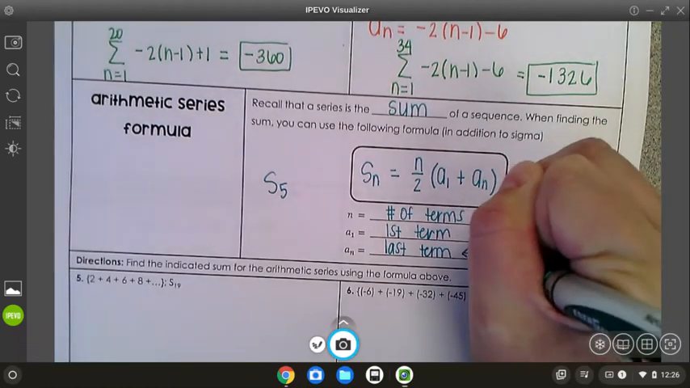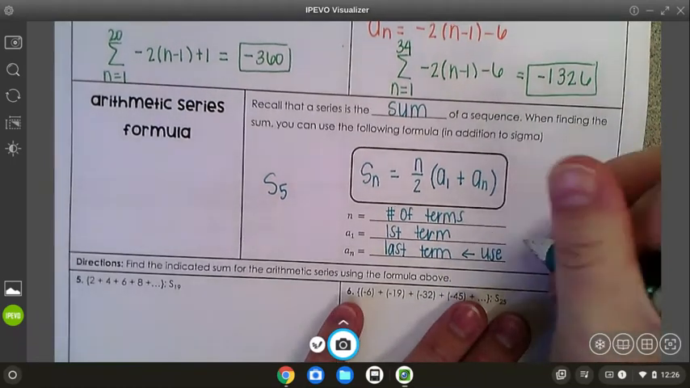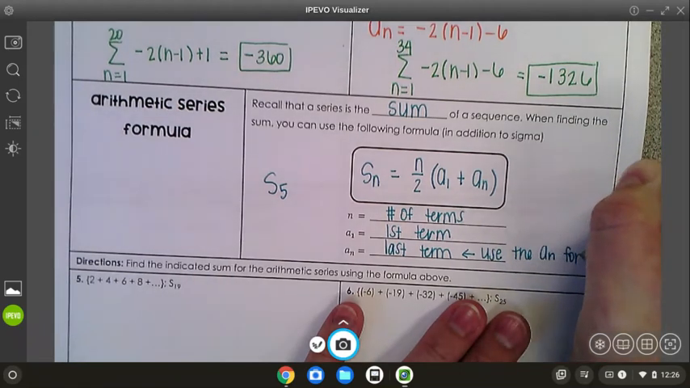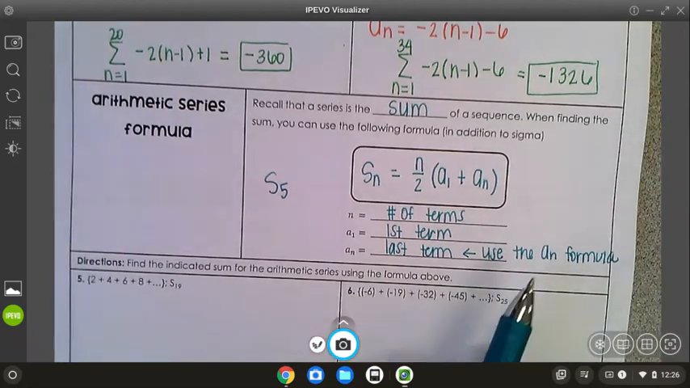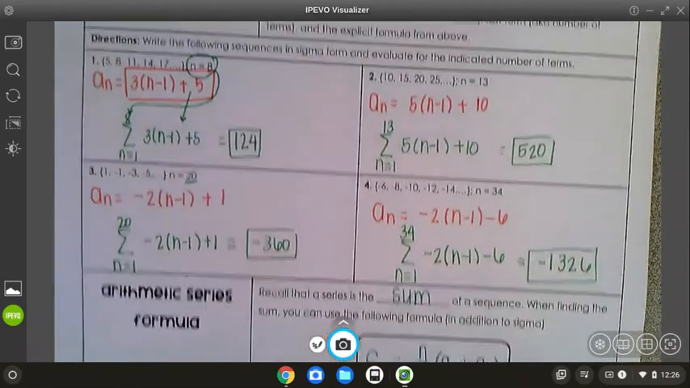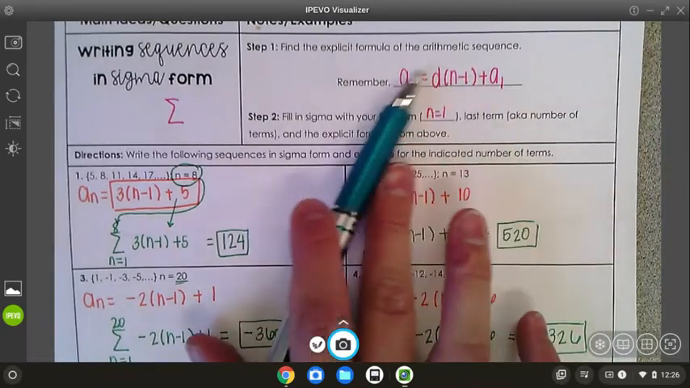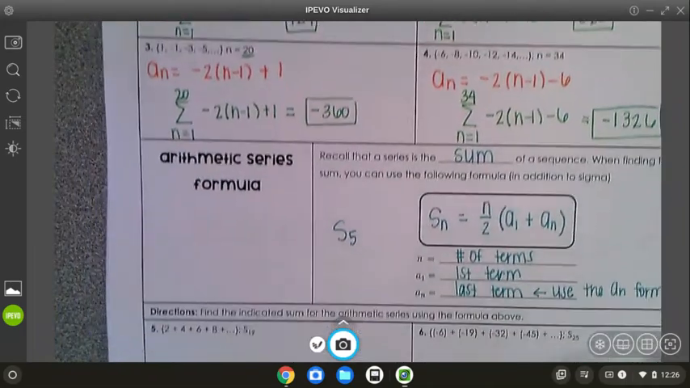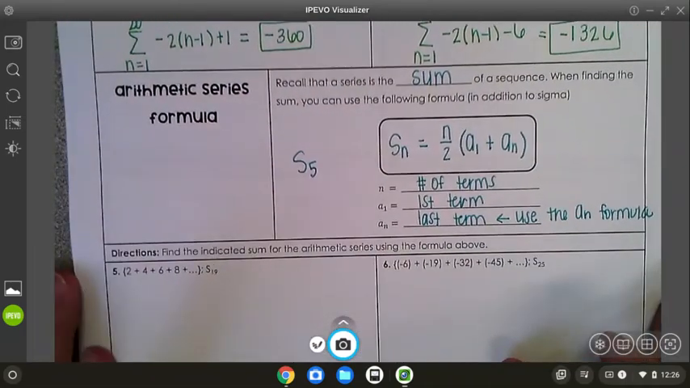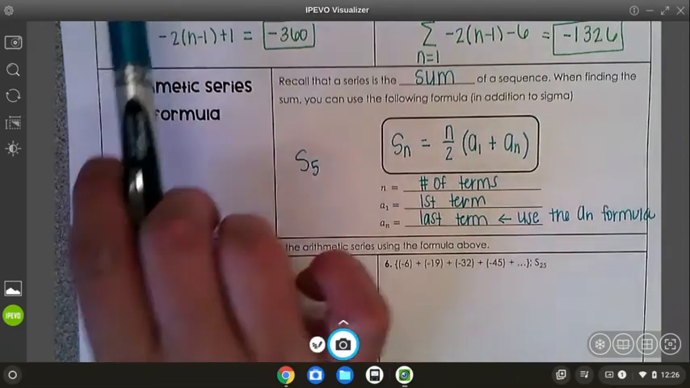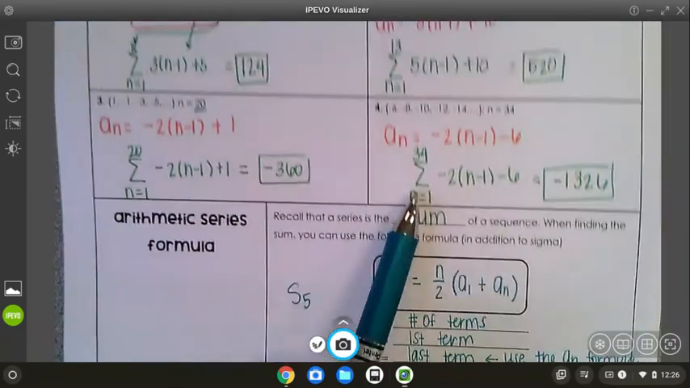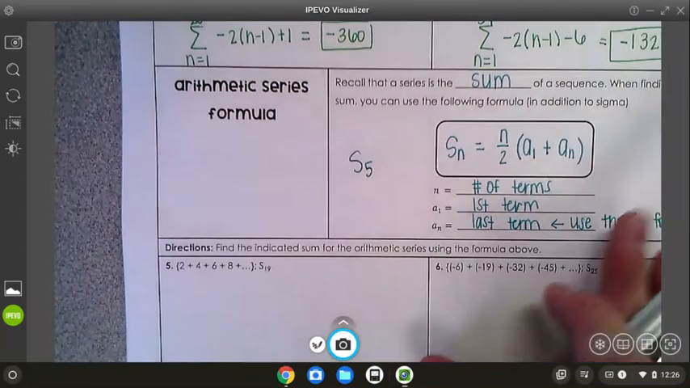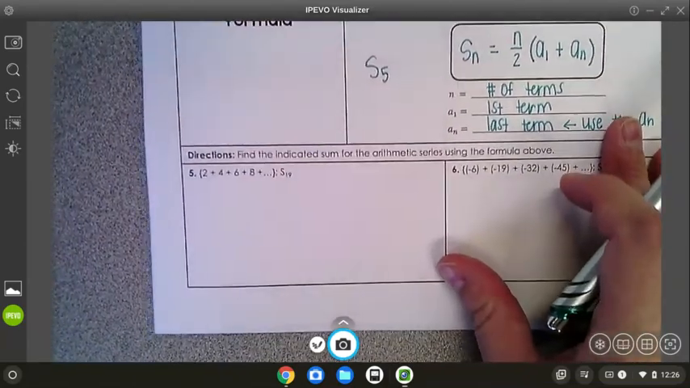And you'll have to use the An formula. So we're going to have to refer back to this formula to get An. This one does have more work, and I want you to be familiar with it, but I'm okay with you choosing sigma, you choosing this method, because it's way, way easier. But you still need to be familiar with this one. All right.